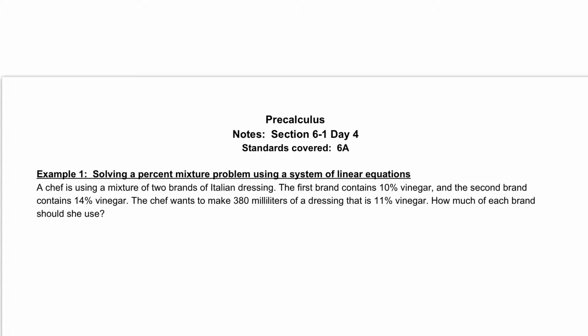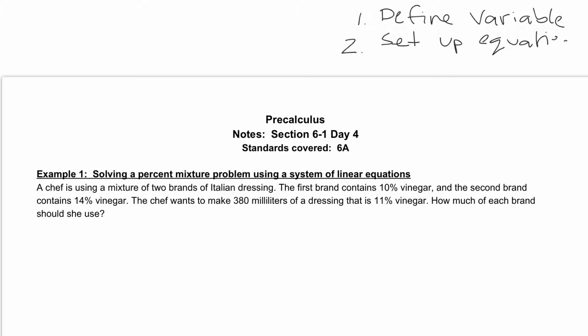Before we get started with example 1 and our word problems, there are 4 things that you need to remember to do for each problem. The first thing, number 1, you need to be able to define your variable. Number 2, set up your equations. Number 3, solve the system. And your last thing, number 4, give your answer with the correct units.